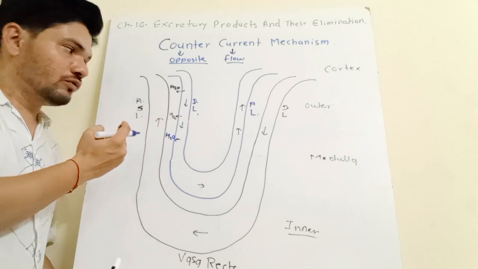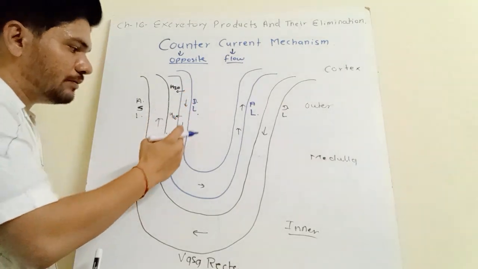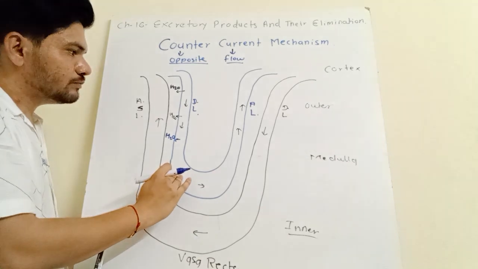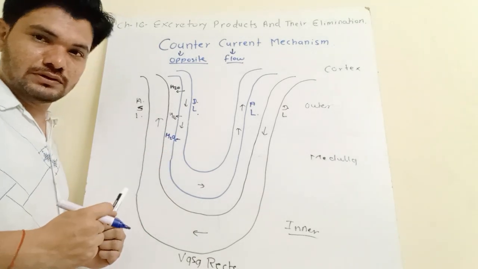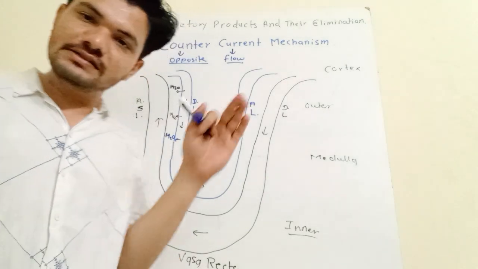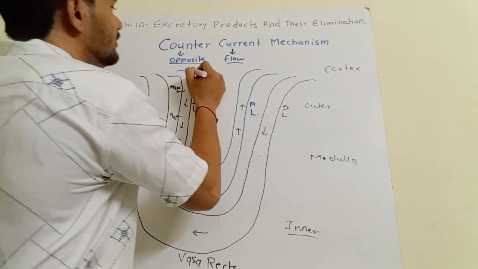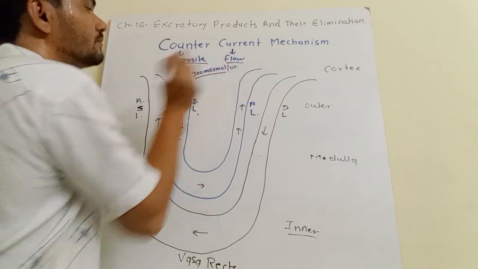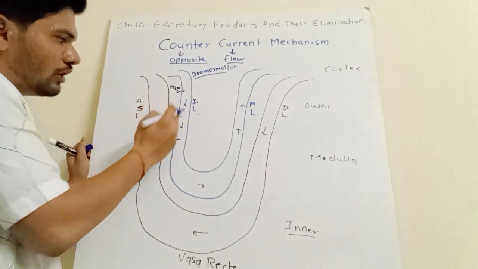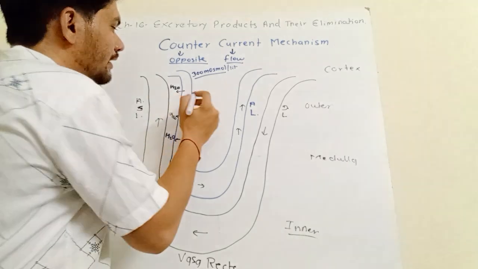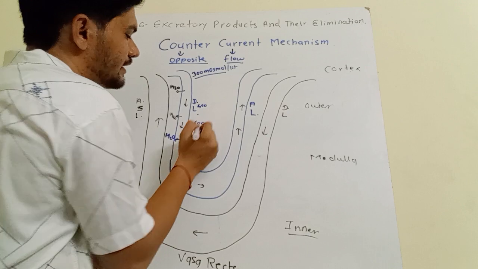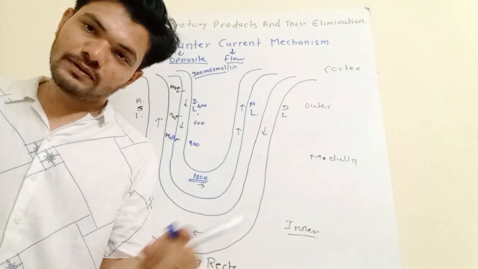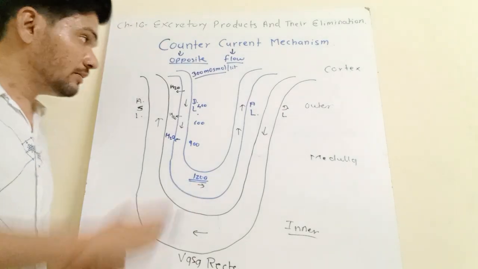Because the descending loop is permeable to water and water flows outwards, whenever the filtrate goes down into the medulla, it will become concentrated, and the osmolarity will increase as it goes down into the medullary part. So here we get 300 milliosmol per liter in the cortex region. As we go down, because it is losing water, the solute concentration increases. We will see an increase in the osmolarity: 400, 600, 900, and finally 1200 milliosmol per liter as the filtrate reaches the inner part of the medulla.